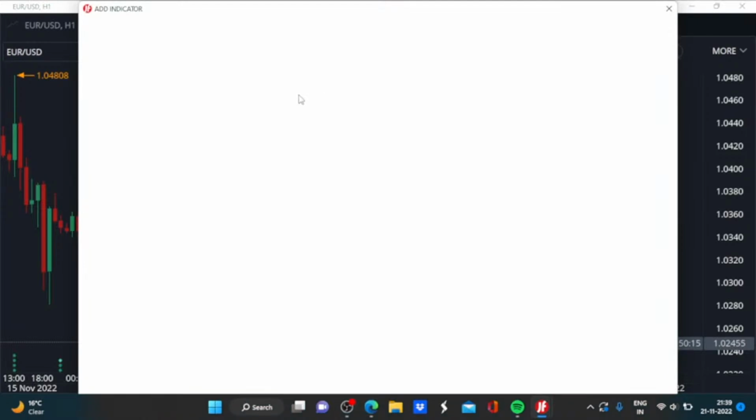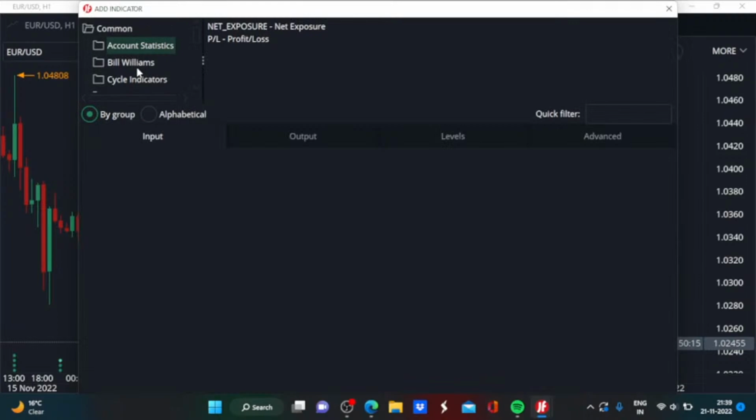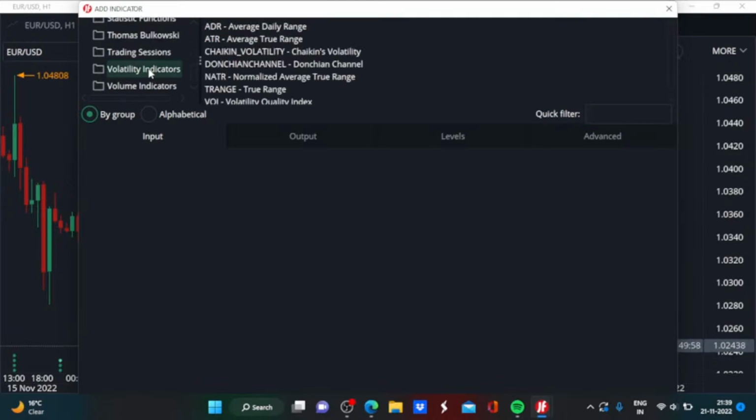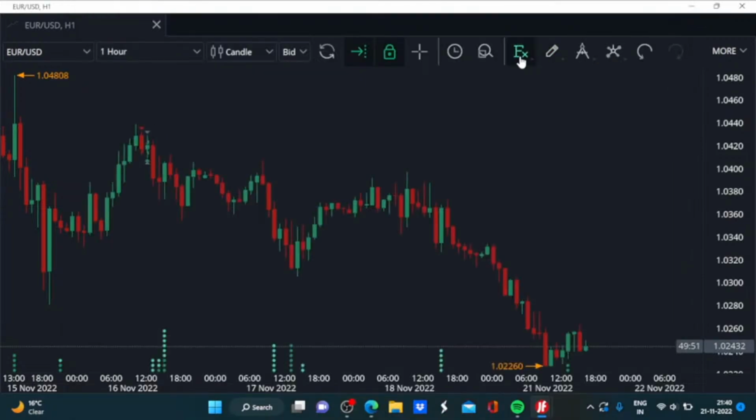Add indicator. For that, you have to go to volatility indicators. Here it is listed below the Donchian channel, which we saw in the last session. If you don't really want to take all this trouble, all you have to do is go to quick search and type in NATR, and we will have Normalized Average True Range appearing for us.